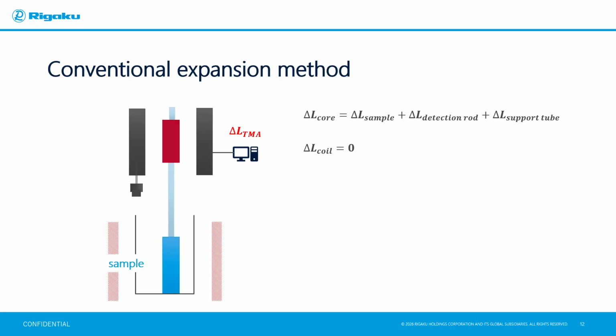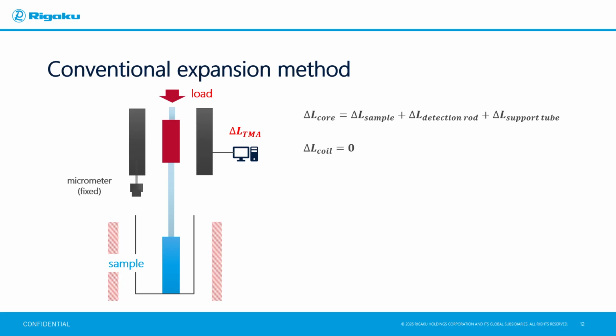First, let's explain the principle of TMA measurement using the conventional single rod or non-differential expansion method, where only the sample is placed on the support tube. In the conventional expansion method, a load is applied to the sample from the load control mechanism through the differential transformer and single detection rod. The coil side is fixed by a micrometer, so it does not move.